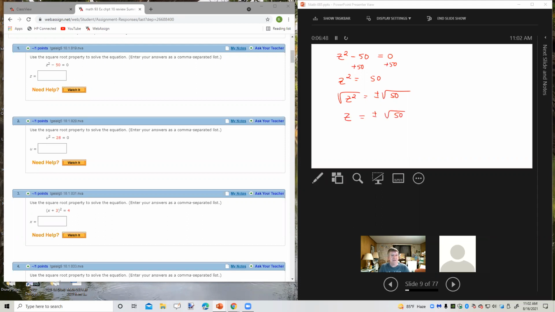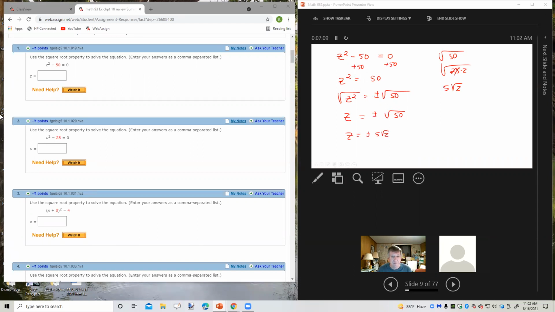However, we can simplify the square root of 50, so we want to do that. The square root of 50 is equal to the square root of 25 times 2. 25 is a perfect square. The square root of 25 is 5 on the outside. So z equals plus or minus 5 square roots of 2.